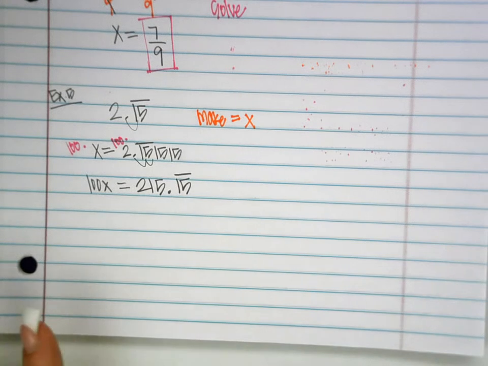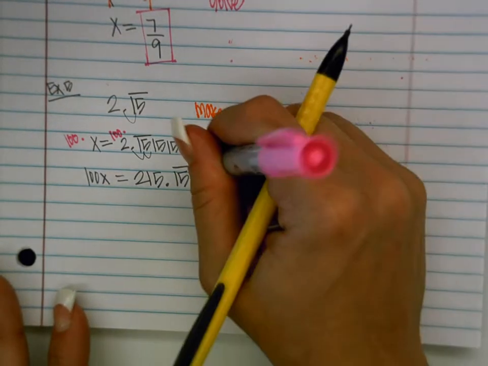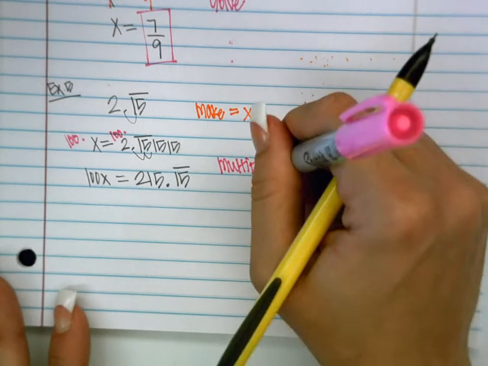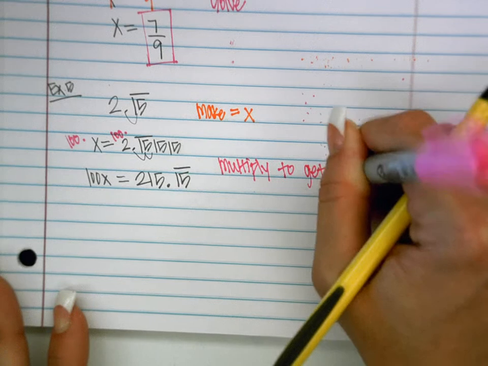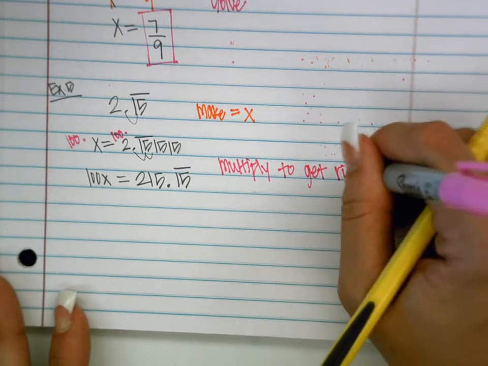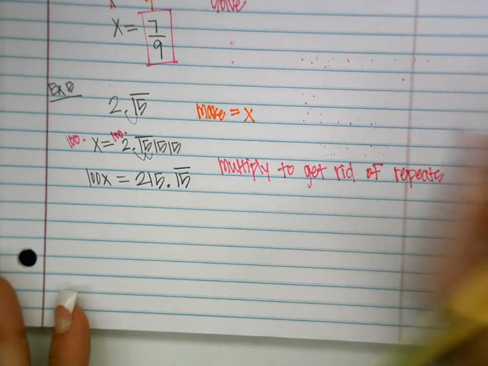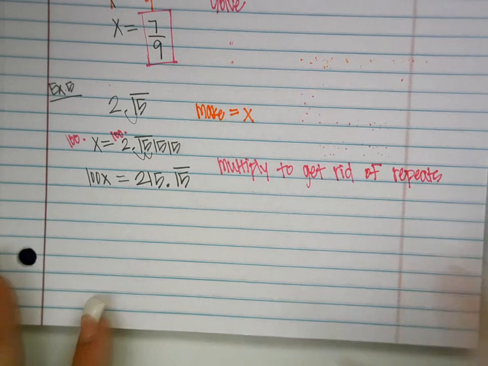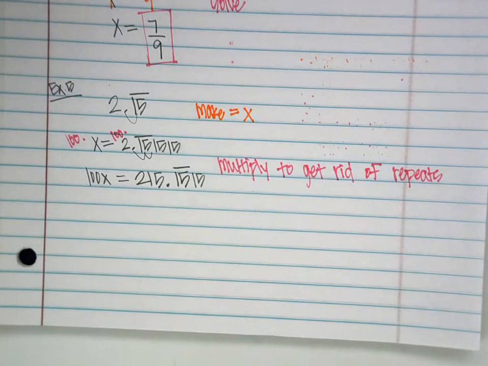What's my next step? Almost there. Multiply to get rid, so I'm going to write down what I did. Multiply to get rid of repeats. Okay, multiply to get rid of the repeats. It can keep going, but I just didn't write it because it keeps going. So I could keep writing them for like ever, but you don't have to, okay?